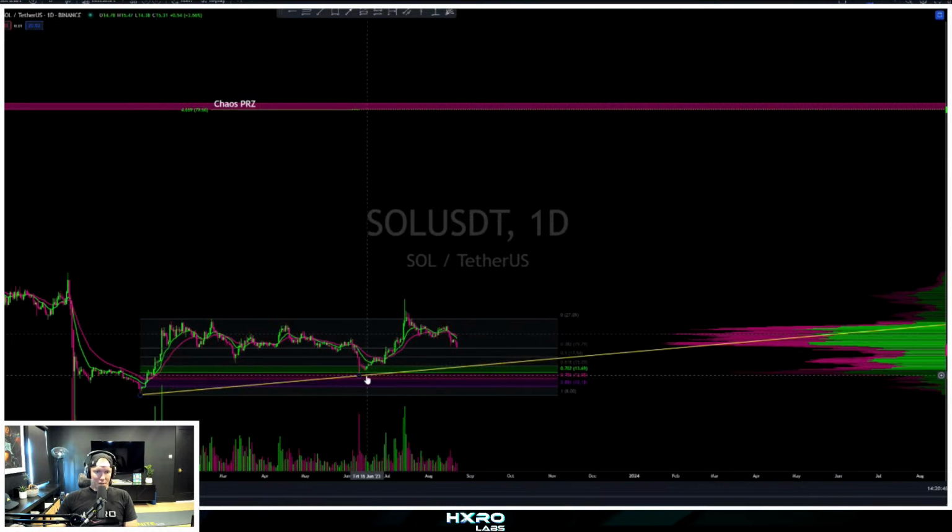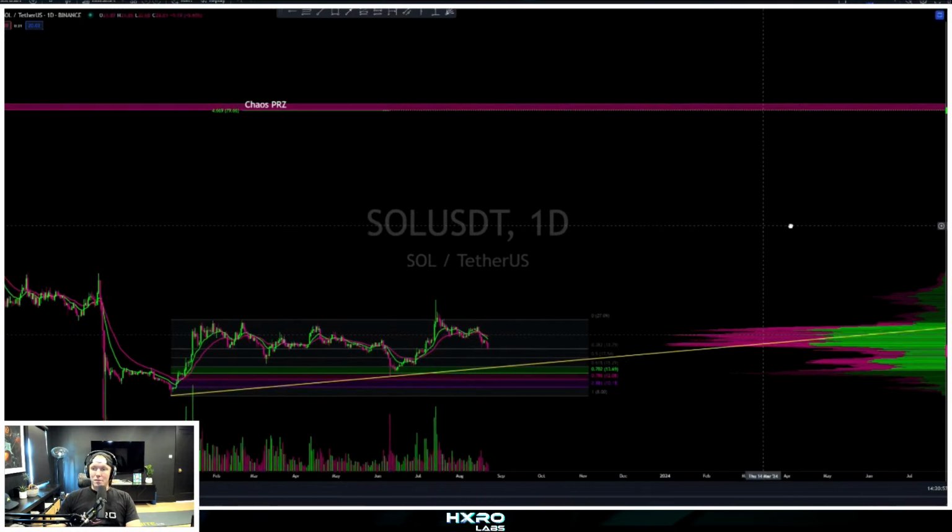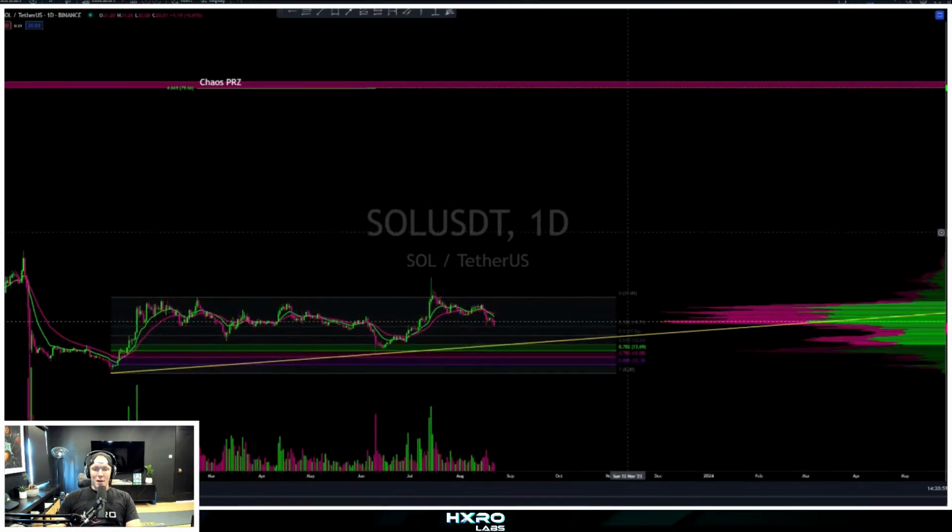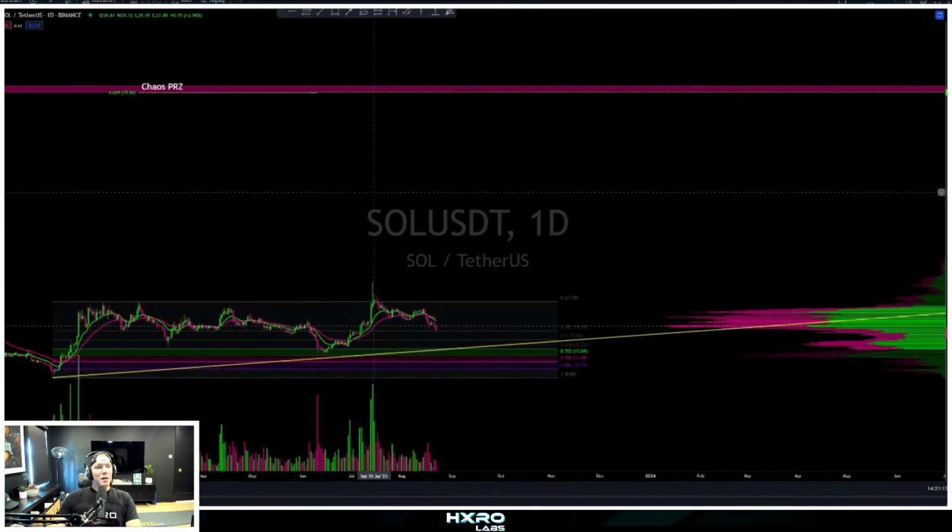Reload zone areas, I'm thinking about how I can get long, measured risk. Chaos PRZs, I'm at least taking some profit off the table. And if it goes higher, great. I still got a bag. So Chaos PRZs are great for searching for areas to take profit, and reload zones, areas that are great for patient people getting paid off, getting lower entries.